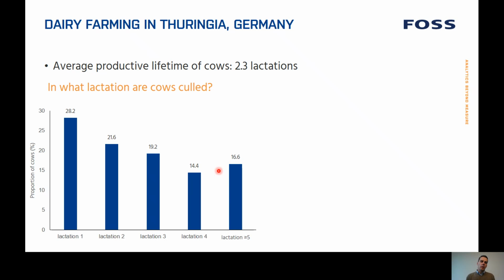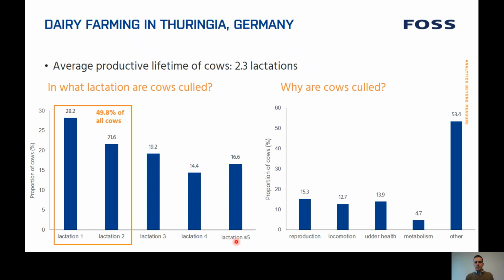So one thing they always keep an eye on is in what lactation cows are being culled. And here we can see that almost 50% of the cows are culled in either lactation 1 or lactation 2. And this is, of course, far too early. The aim of everyone involved is to have older cows, to have more and more cows in lactation 3, 4, 5, or even higher, because this is when they are really productive and when it's really economic to produce milk.